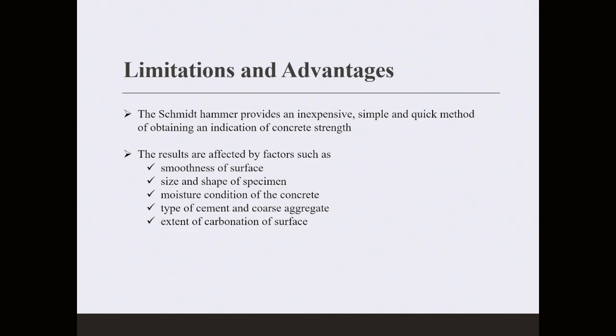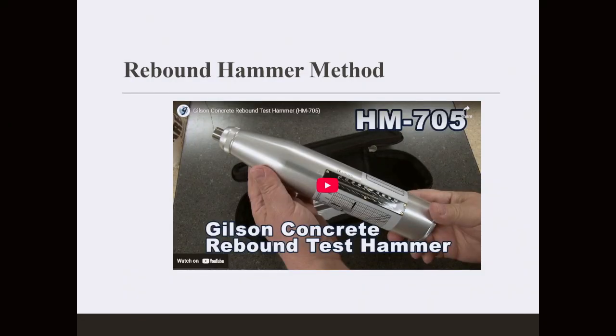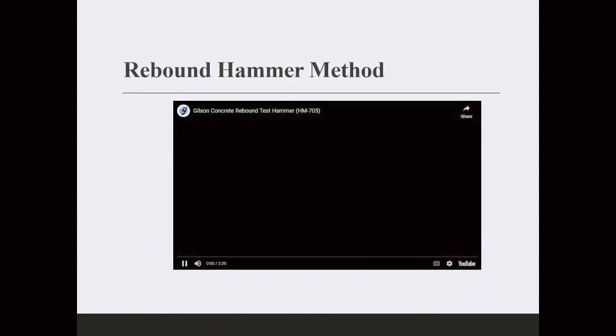The advantage is it's dirt cheap. I'm not sure how much you pay for it here, but I personally just purchased one for my lab. It's less than $1,000, like $700 or $800, and it is very easily used. You can have an undergraduate student working with this. This is how it looks. That's a Gilson company rebound hammer, which we call a rebound hammer in the US. It's the Schmidt hammer in Europe.